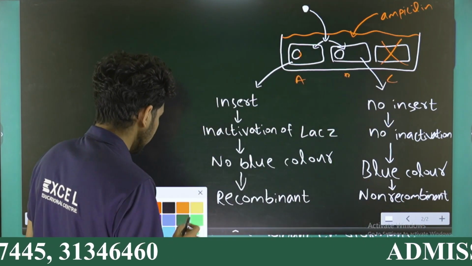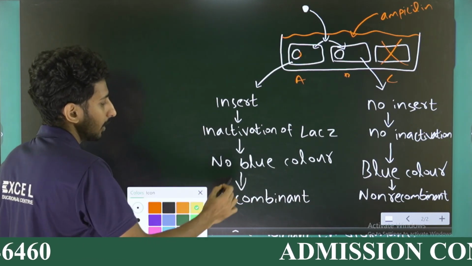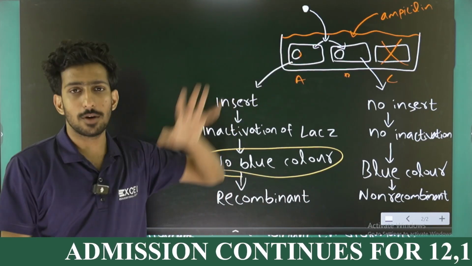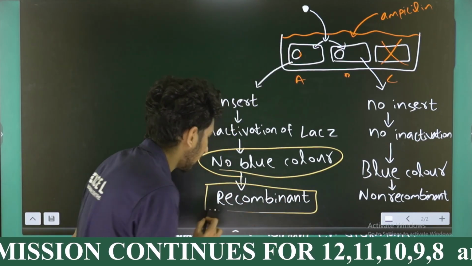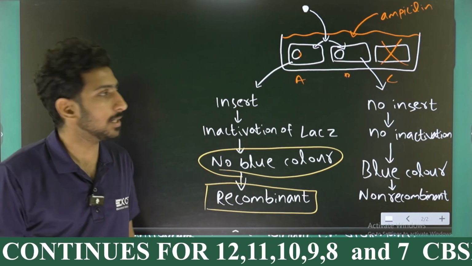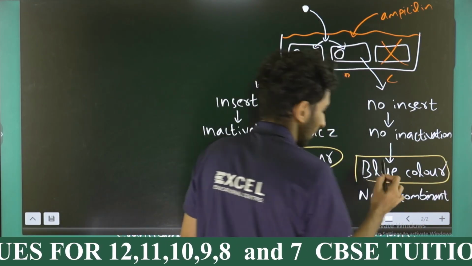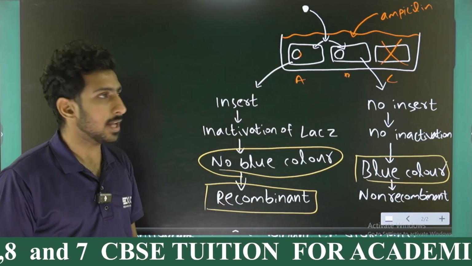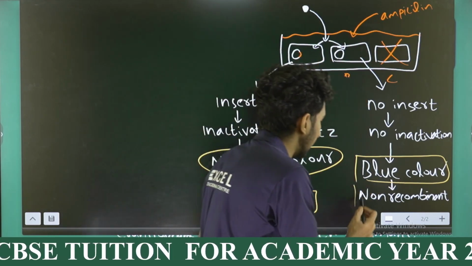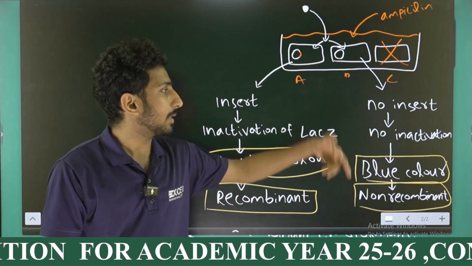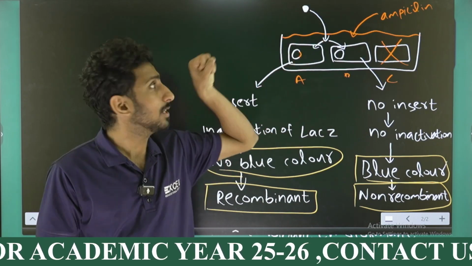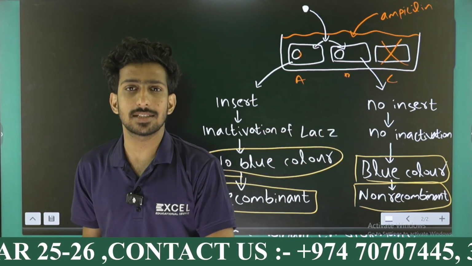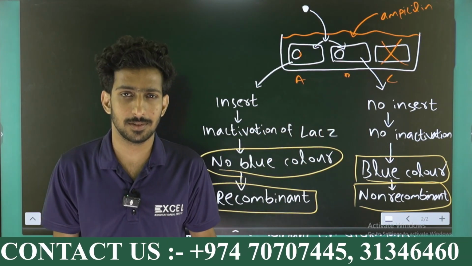So listen. If there is no blue color formation when we add a chromogenic substance, it is identified as recombinant. If there is blue color, it is identified as non-recombinant. So recombinants are selected in a single step. So insertional inactivation method is better than antibiotic resistant method to select recombinants. Got it?